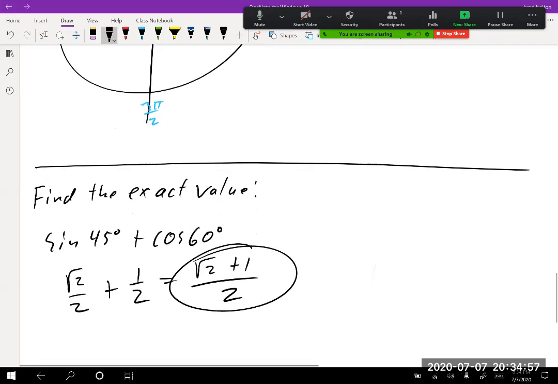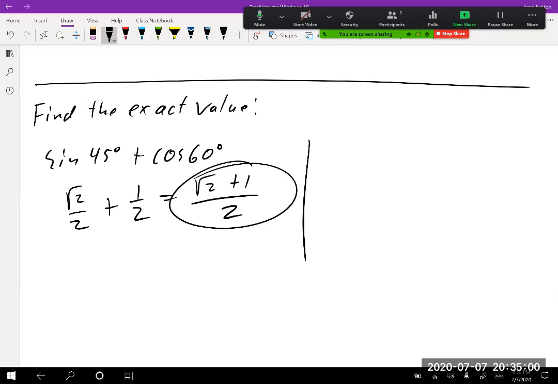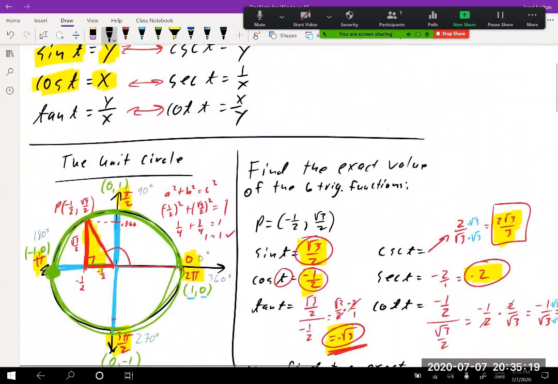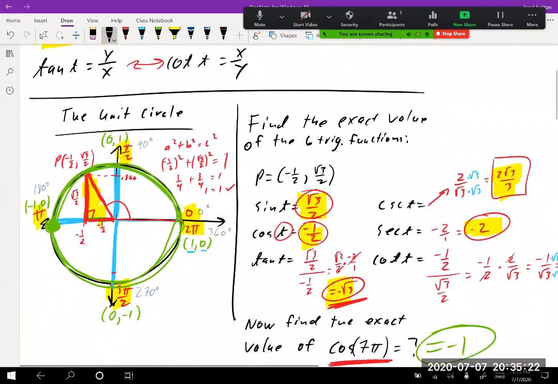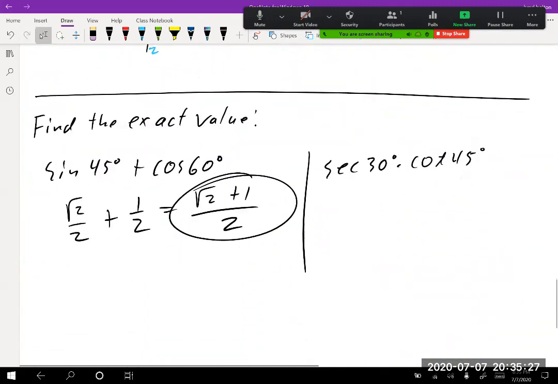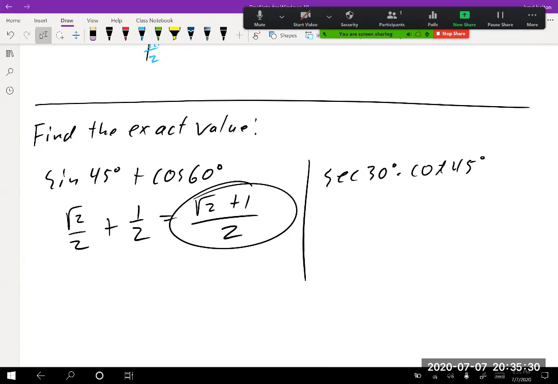That's your answer. Now, what if somebody tries to get a little bit fancier and asks, what about secant of 30 degrees times the cotangent of 45 degrees? Well, now that's a little bit weirder. We know that secant is associated with cosine. It's the reciprocal of cosine, right? So I'm just going to do 1 over the cosine of 30 degrees.